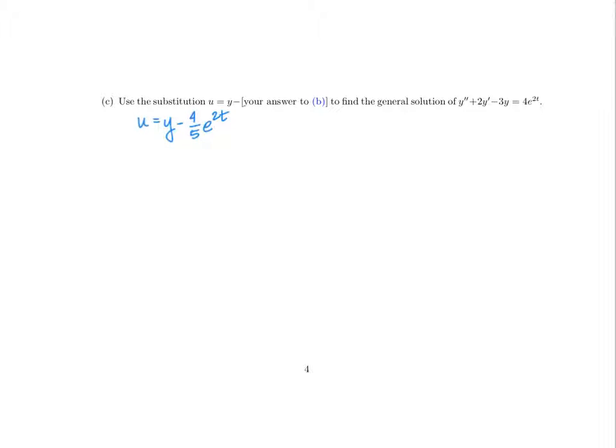Well, that means that we need to get y, y prime, and y double prime all in terms of this new u. So the first thing we want to do is solve for y from this. Once we have that, we can just differentiate with respect to t to find y prime, and once more to find y double prime. Now that we have y, y prime, and y double prime all in terms of u, let's plug all of these into this differential equation.